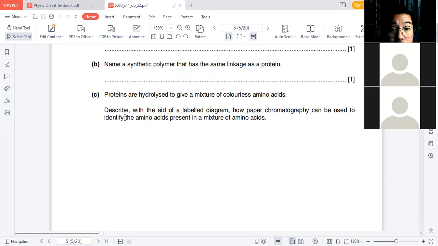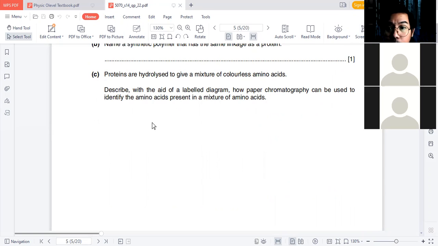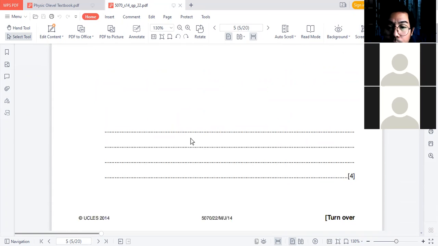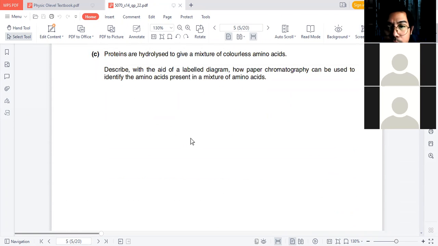Now, describe with the aid of a labelled diagram how paper chromatography can be used to identify the amino acids present in a mixture of amino acids. For this one, you have to make sure that you draw, because of course we need to draw how paper chromatography looks like. Then after that, how do we compare?